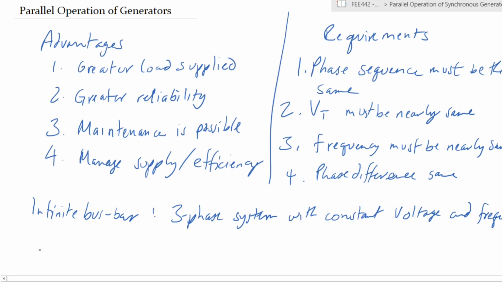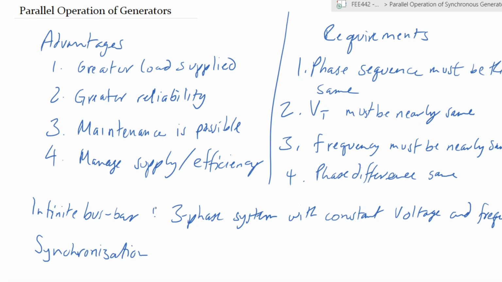The other concept that we want to introduce is synchronization. Synchronization is the adjustment of the speed and frequency of a generator when it is being connected to a system. So in order to achieve synchronization, you need to meet all the requirements that we have listed here.